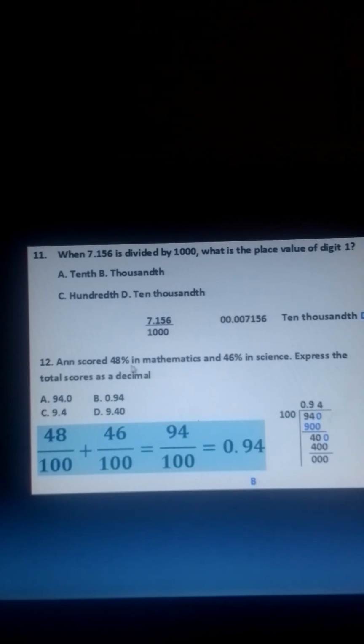Anne scored 48% in mathematics and 46% in science. Express the total scores as a decimal. So to get the total scores, we add the two. That is 48 over 100 plus 46 over 100. You get 94 over 100. If you divide 94 by 100, you get 0.94. That's the answer. All right.